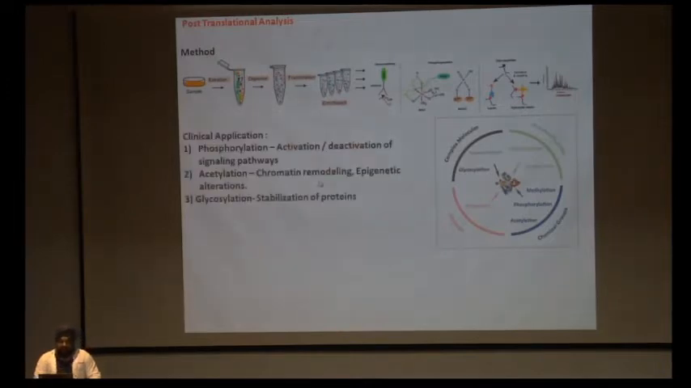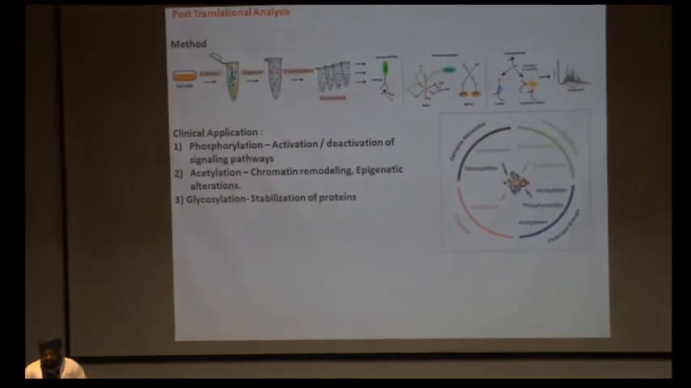So the clinical application of phosphorylation is activation and deactivation of signaling pathways. All the receptor tyrosine kinases work through phosphorylation. So if you know the phosphorylation status of the receptor, you may tell whether the signaling pathway is going forward or it is stopped. Chromatin remodeling and epigenetic alterations are done by acetylation and deacetylation. So if you know the acetylation status of a protein, you can tell whether the genes which are under the regulation of those proteins would be translated. Glycosylation is a very important step where it will help to stabilize the protein.